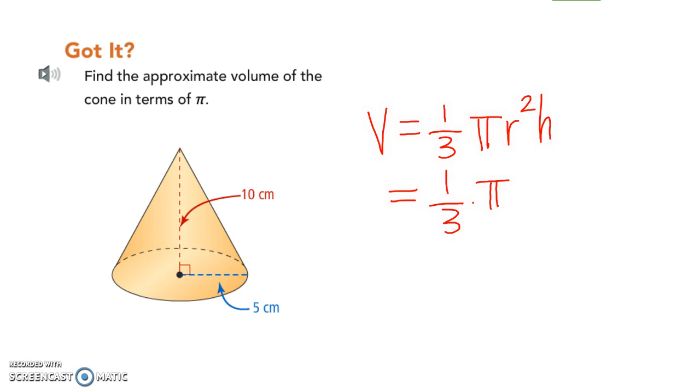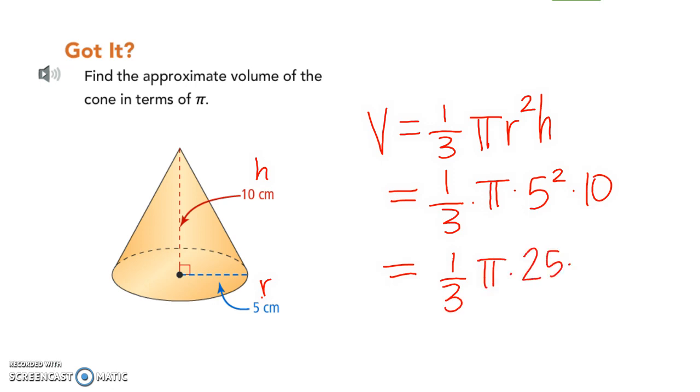Okay, 1/3 pi. Now r squared, I see that the radius here is 5, so 5 squared. And then the height is 10. Okay, so now I'm going to multiply. 5 squared is 25. And then 25 times 10 is going to be 250. Okay, now I want to take 250 and divide that by 3. Whatever that gives me, I'm going to put the pi symbol after it.